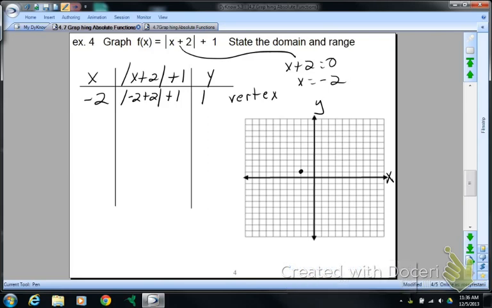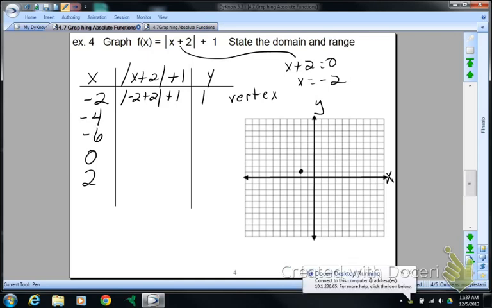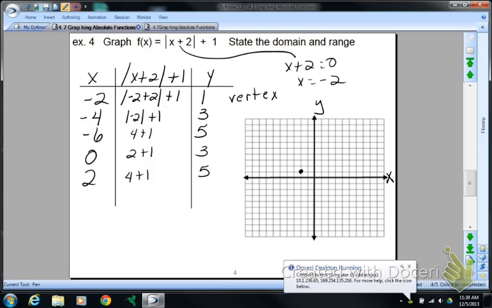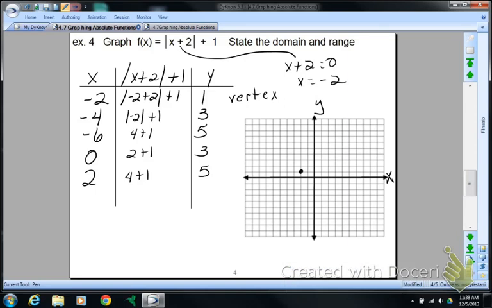Now we have to pick two numbers to the left and two numbers to the right. We're going to pick -4 and -6. That's 2 points to the left, and then 2 points to the right of the vertex are 0 and 2. Go ahead and calculate it and fill in your table, please. Okay, so there's your tables, and then plot the points and make your V, and then state the domain and range.